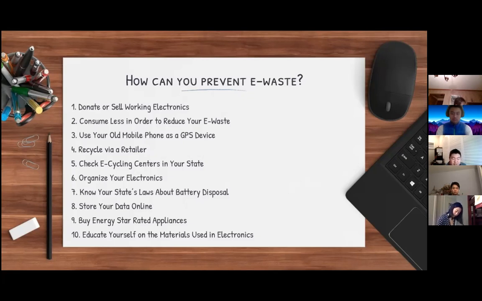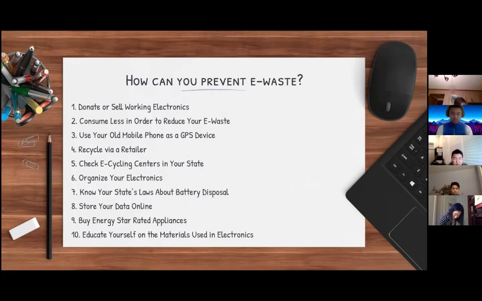For number six, you can organize your electronics. And for number seven, know your state's law about battery disposal. Every time there are many batteries that are not useful anymore, but just don't throw them anywhere.